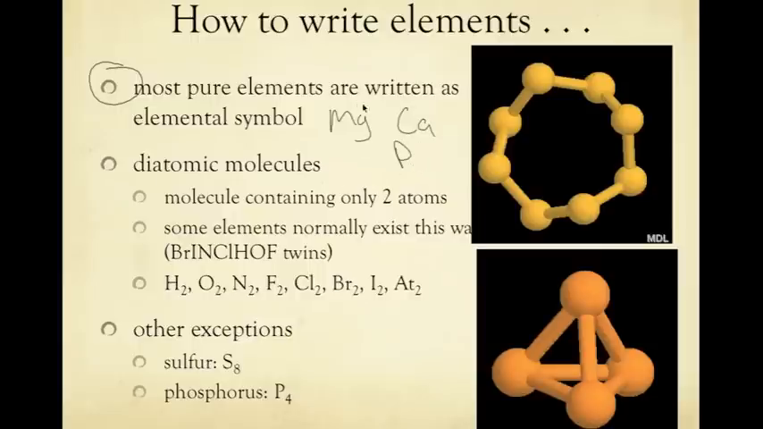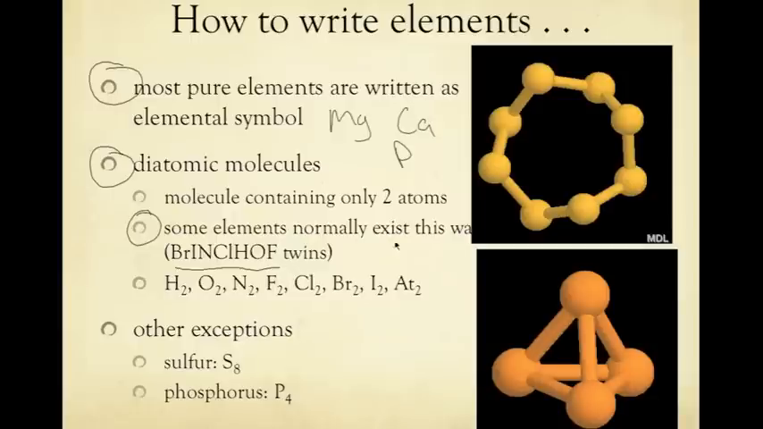Now, the exceptions to this, so anytime we see an element, we always have to think of the exceptions before we write it, are the diatomic molecules. Now, what diatomic means is two atoms in the molecule. And these are the guys that we use: bromine, iodine, nitrogen, chlorine, hydrogen, oxygen, fluorine.